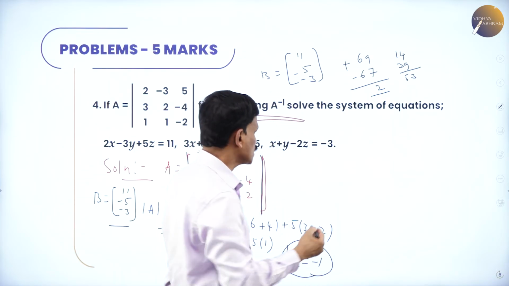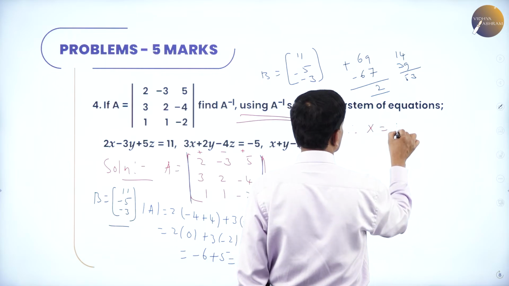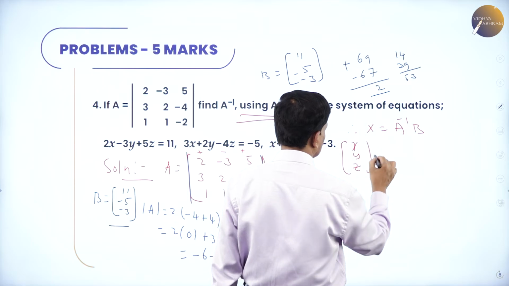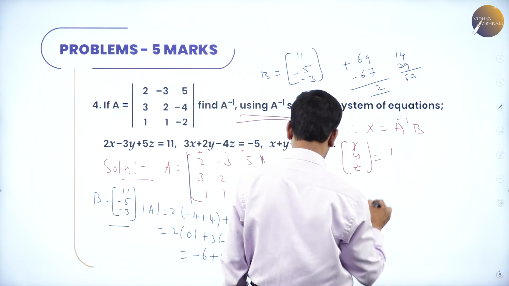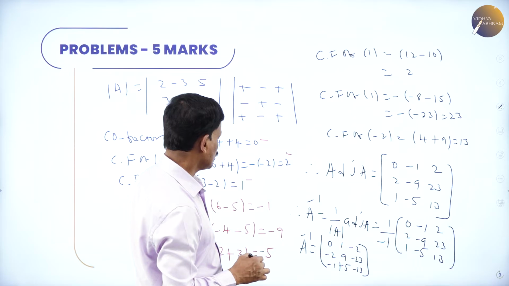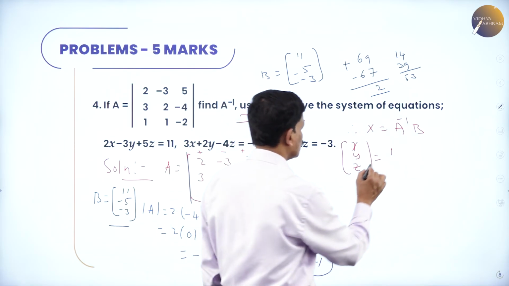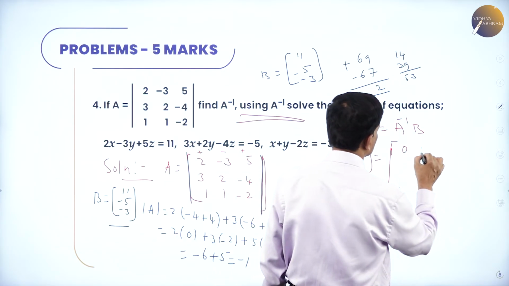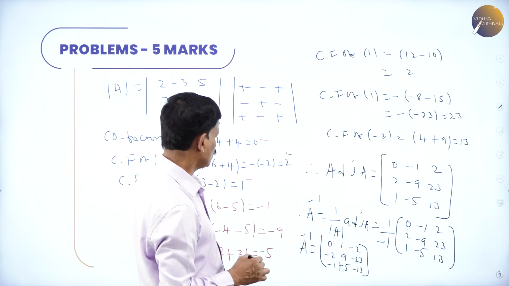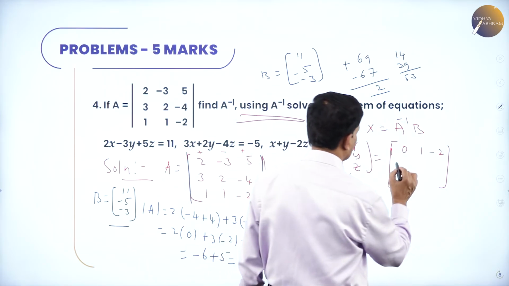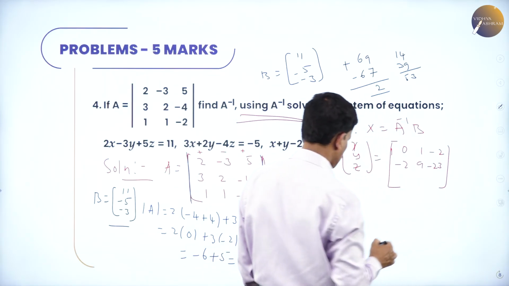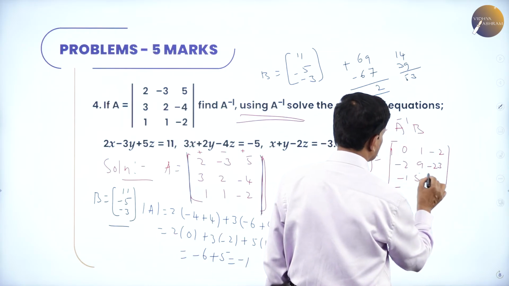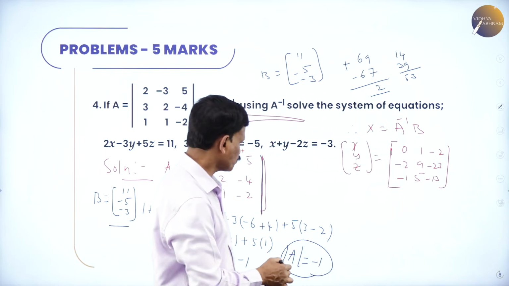Now the solution: x is equal to A inverse into B. What is x? x, y, z. A inverse is the inverse, that is 1 by determinant, times the matrix 0, 1, minus 2, into minus 2, 9, minus 23, again minus 1, plus 5, minus 13.